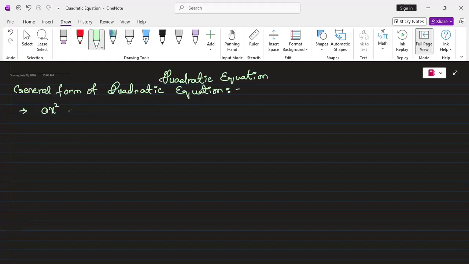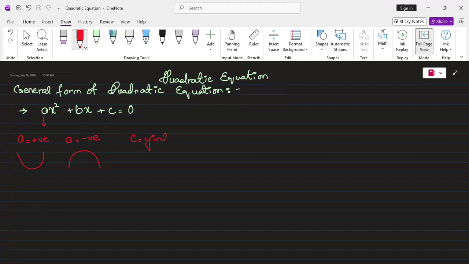ax square plus bx plus c is equal to 0. Each coefficient in the equation represents a specific condition. This a represents the shape of the graph. If a is positive, then the graph would be a happy face. If a is negative, then the graph would be a downward graph, or in simple words, a sad face. Whereas c is your y-intercept.